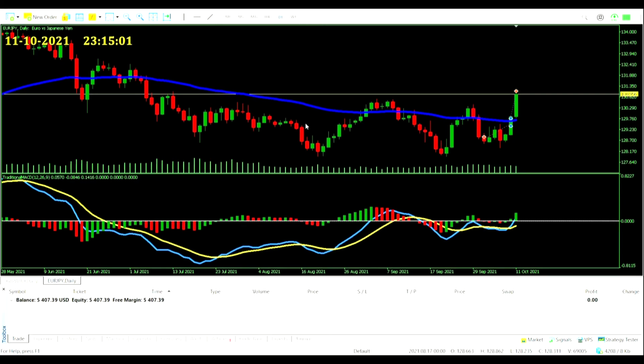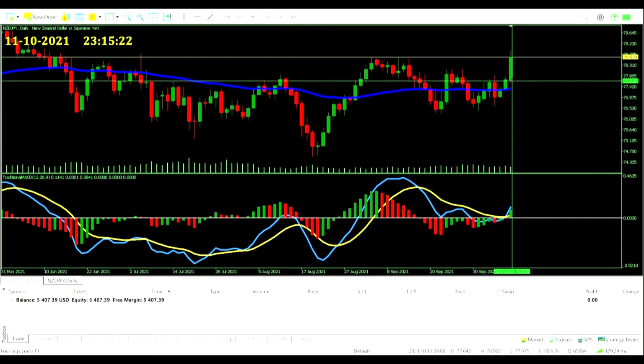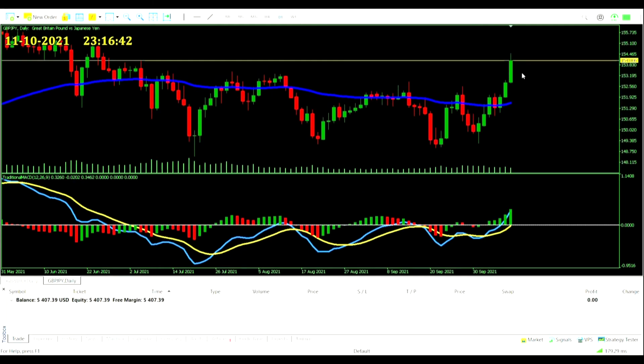There might be trades out there waiting for us. Let's go find out. Just a note, if we'd taken the New Zealand dollar yen trade instead of the euro yen trade, that one looks like it would have been a take profit too. Just a really weak day for the yen. Even the pound came out on top against the Japanese yen today.